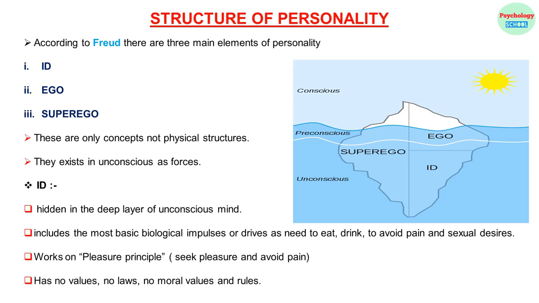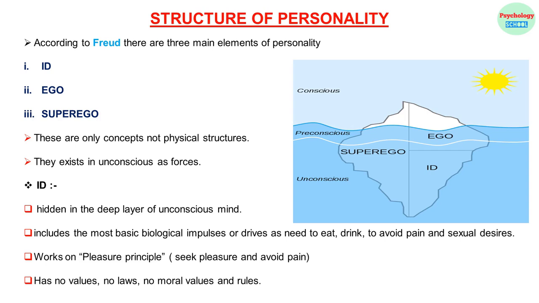Now moving on to the next topic, that is structure of personality. So according to Freud, there are three main elements of personality, which are id, ego and superego. So these are only concepts, they are not physical structures, and they exist in the unconscious mind as forces, and they interact to govern human behavior. So the first element is id. Now id is hidden in the deep layers of unconscious mind. As you can see clearly in the picture, it is hidden in the unconscious part of mind.